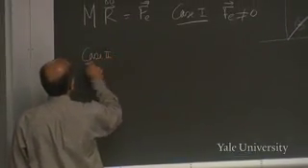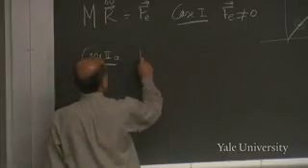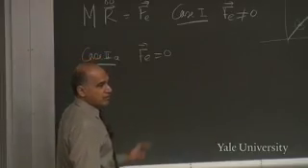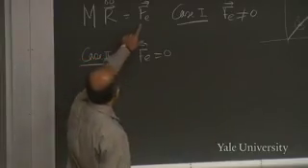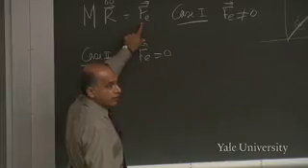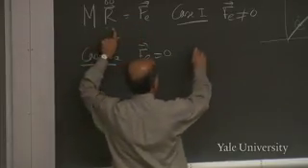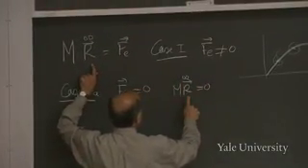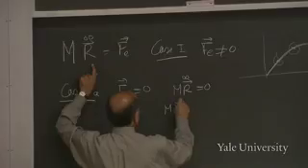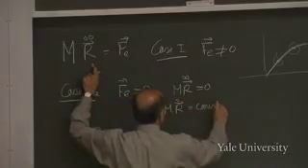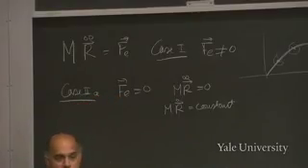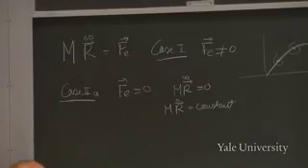Case 2, if you want case 2a, is F external equal to 0. What does it mean if F external is 0? That means this is 0. That means m r double dot is 0. That means m r dot is a constant, because it's not changing. Who is this m r dot? What does it stand for?